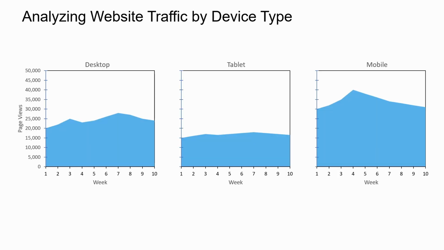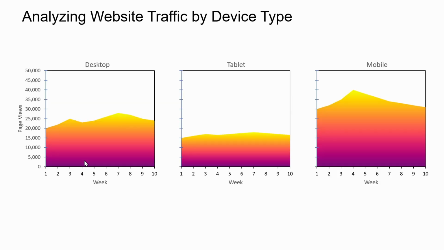Let's look at this example. This is about website traffic by device type. On the y-axis, we have page views, and on the x-axis, we have number of weeks. This looks fine, but we can make this better by adding a gradient like this. So here we have a gradient that goes from bottom to top. As we go from bottom to top, the color becomes hotter, indicating that the yellower the value, the hotter it is, which is a good thing in this case.